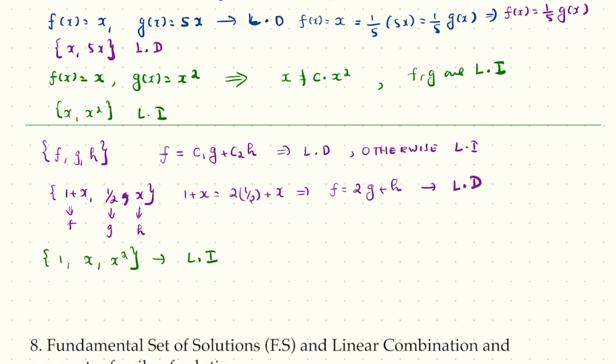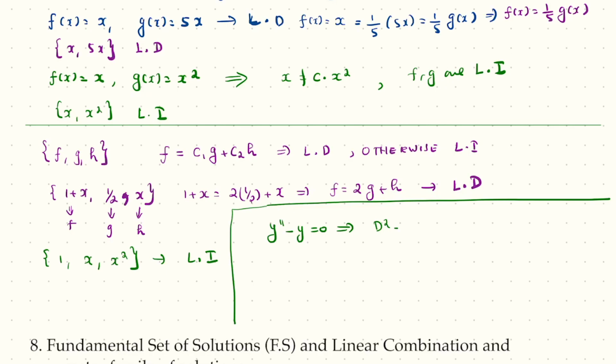That is the basics of linear independence. And why are we talking about linear dependence and linear independence? If you take a look at the solutions of any differential equation that we talked about earlier, for example, this differential equation, y double prime minus y equals 0, whose operator form is (D squared minus 1) y equals 0, the characteristic equation is m squared minus 1 equal to 0. So then you have m equals plus or minus 1.